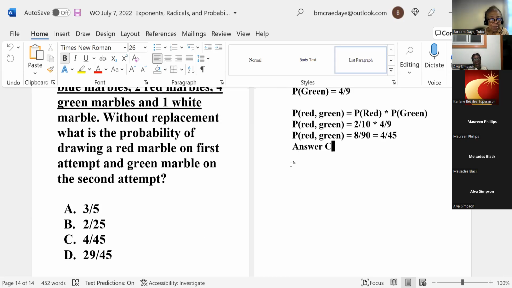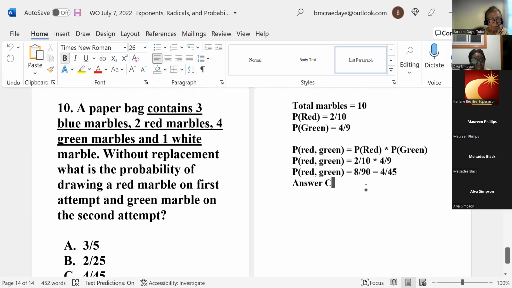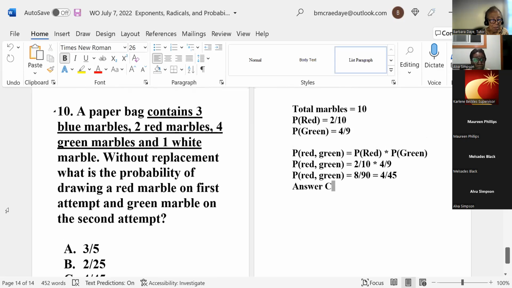So when you have two events, what do you do? You find the probability of the first event, the probability of the second event, and then multiply. Yes, but remember, when it says without replacement, your total is reduced by what you took out. So you took out a marble, so now instead of 10 total, your total outcomes become 9.